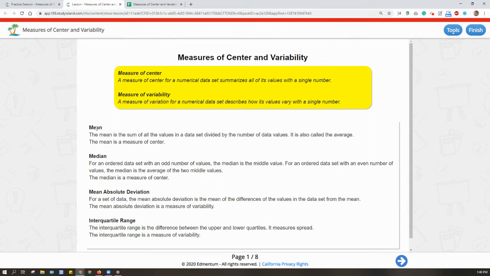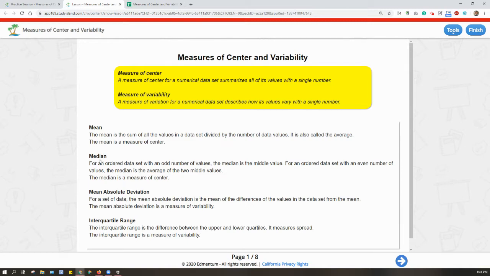So some common number terms, you should know these already. Mean and median. What's the mean? The mean is also called the average. The mean is the sum of all the values in a data set divided by the number of data values. The mean is what you get when you add all the numbers together and divide by how many numbers you had. It is also called the average, and the mean is a measure of center. So when you're talking about what kind of measure they are, a mean is a measure of center. It's like a number that represents the middle of all your data.